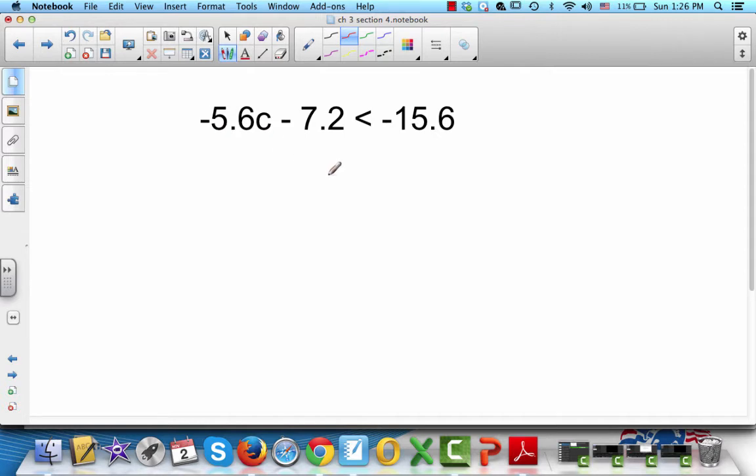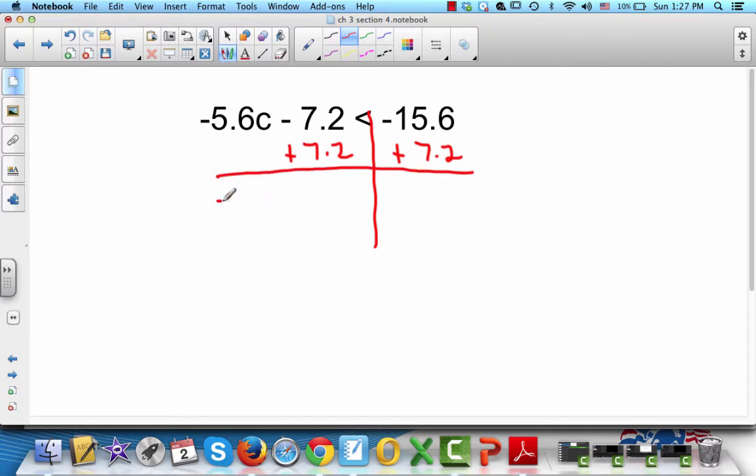Oh my goodness, decimals. Decimals are done the same way. You just have a decimal involved, but it's just like doing regular numbers. So we draw our line down the middle here. We want to get rid of the 7.2, so we add 7.2 to both sides.